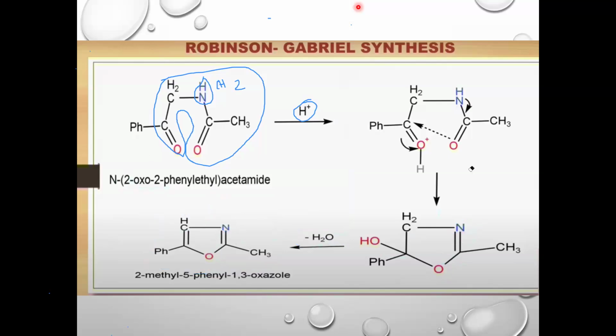If you have any question, you can ask in the chat box. Any question regarding these reactions? This reaction was the Robinson-Gabriel synthesis for the oxazole ring. Every possible naming reaction from heterocycles and general organic chemistry I have covered. We have also solved many MCQs, and in the previous class, I also told you about the MCQs, which heterocyclic naming reaction was asked in which year. So that is very important. So remember that.